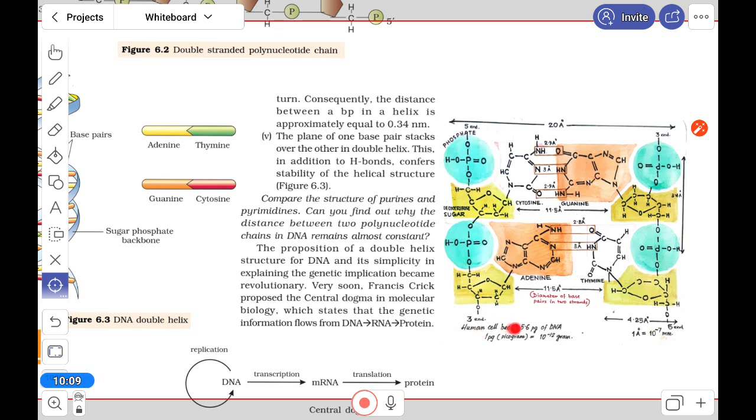And a human cell bears 5.6 picogram of DNA, 1 picogram being 10 to the minus 12 gram. Okay, so these are there. Next, the central dogma we will see.